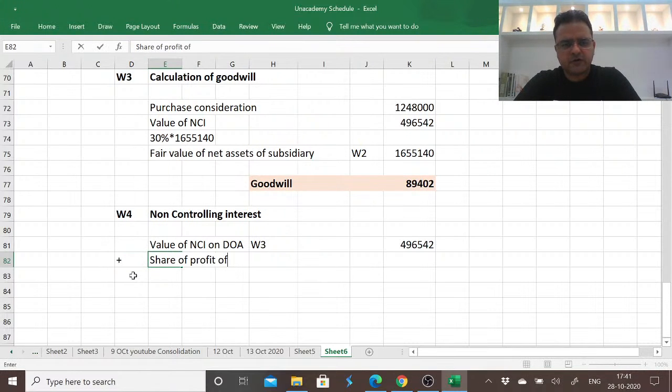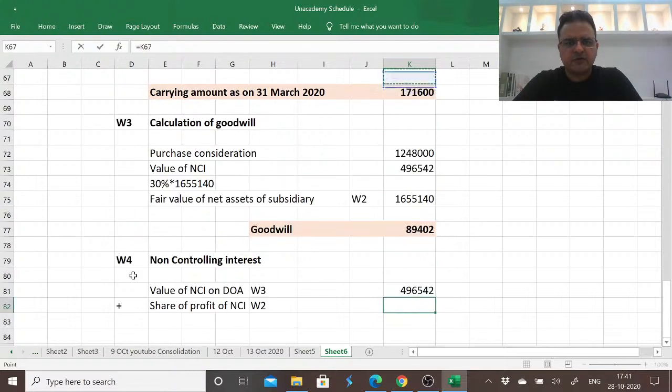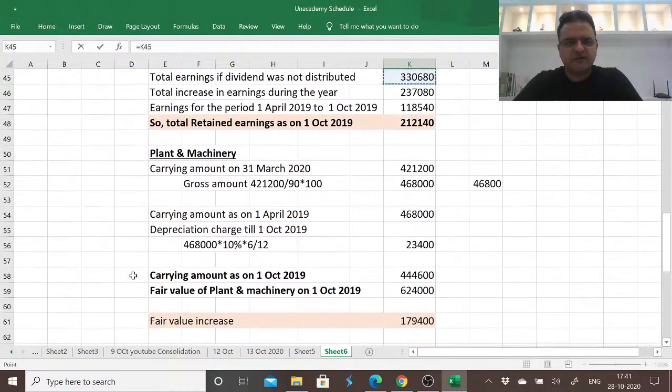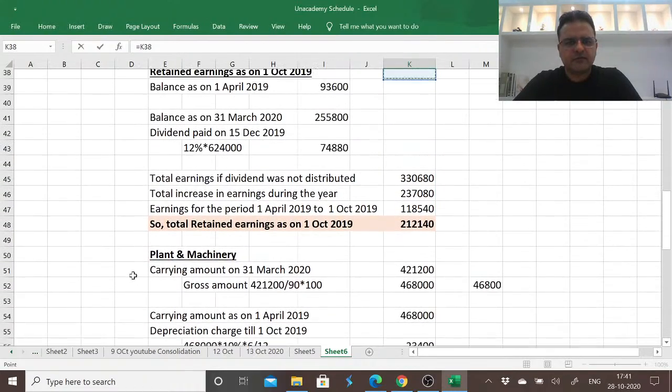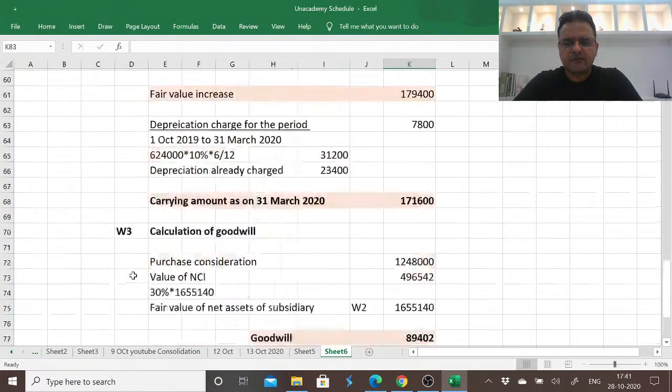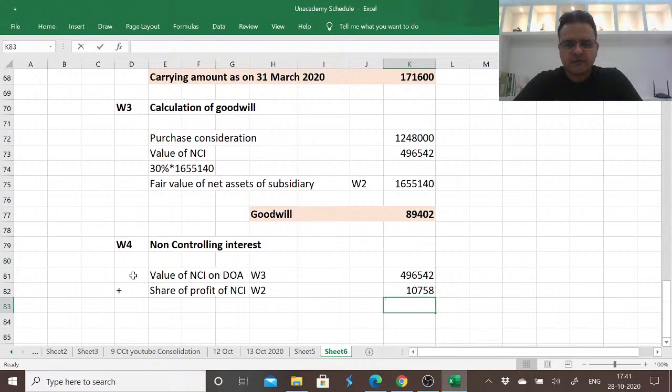share of profit of NCI. This we calculated in working note number 2, which we calculated as 10758. This is the value of NCI as on 31st March 2020.